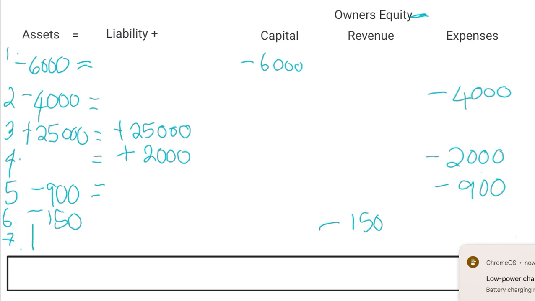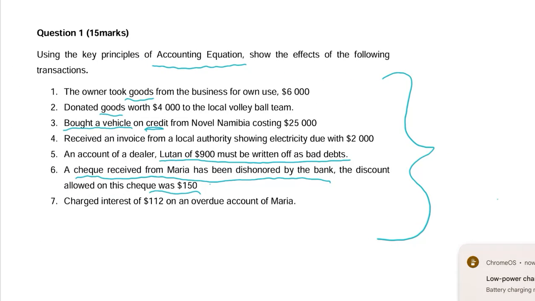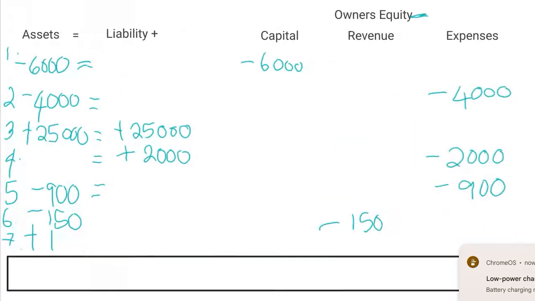So that will be plus 115. Is it 115? 112. And then we add here 112. And now what we do is, we need to calculate to make sure that your assets is truly liability plus owner's equity. We need to see if there's a balance.